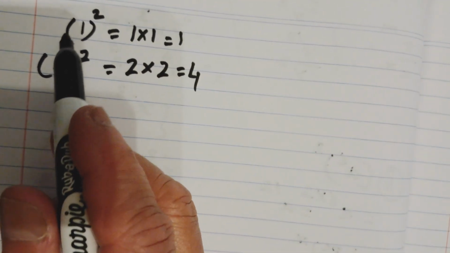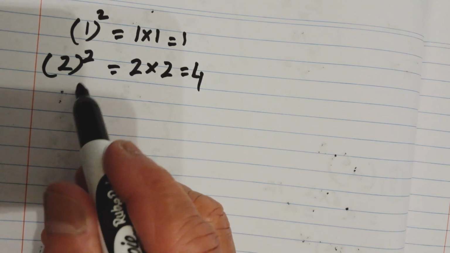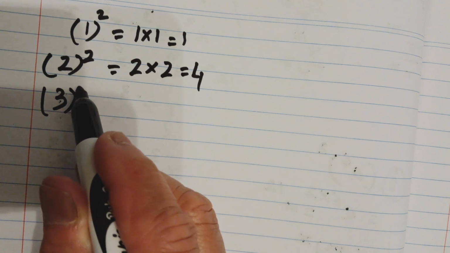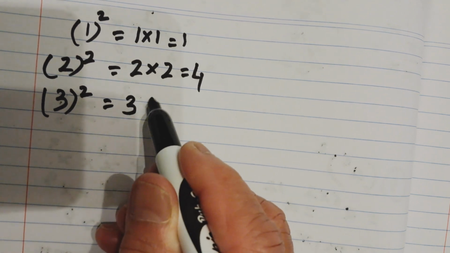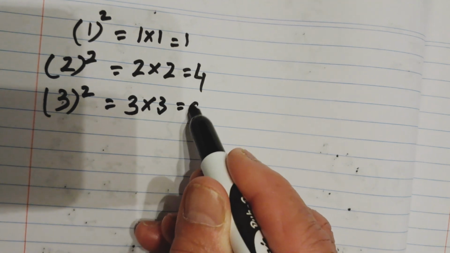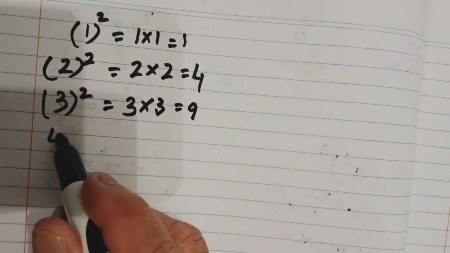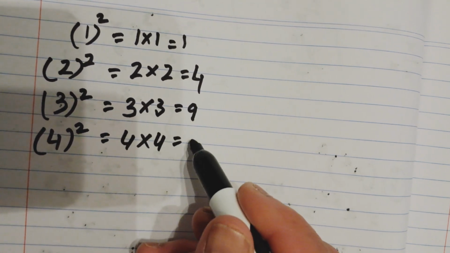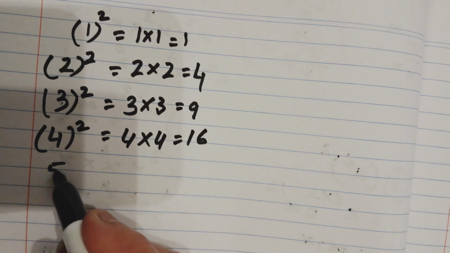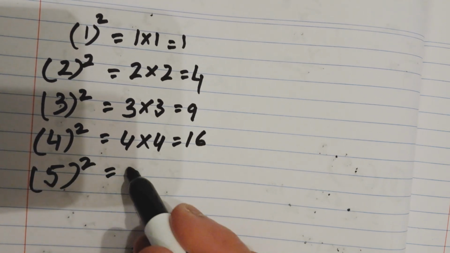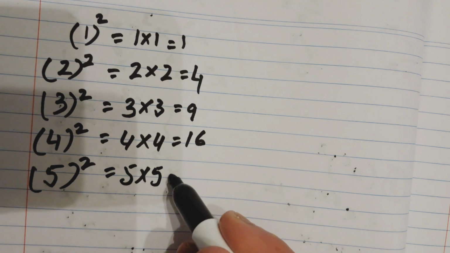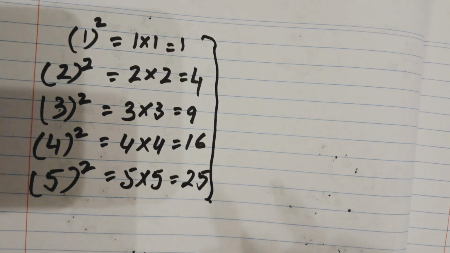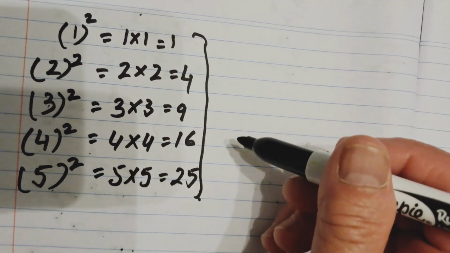And I will give you some numbers up to 10. Square of 3: first we need to know the square to know the square root. 3 multiplied by the same number 3 is the square of 3. Square of 4 is 4 multiplied by 4. Square of 5 is 5 multiplied with the same number, 25. Up to these numbers I will show you now how we find the square roots.